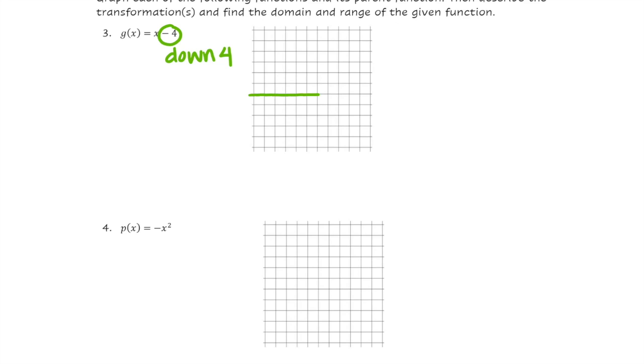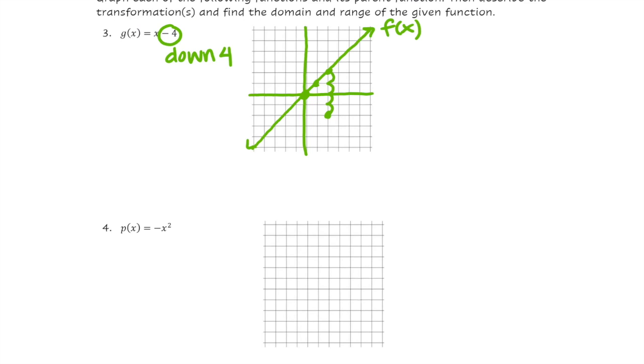The parent function itself had a slope of 1 and it hit the y-axis at 0. So this is my parent function. So I'll call f of x the parent function. The g of x that they gave us is shifted down 4. So each of those points that I had is going to go down 1, 2, 3, 4.